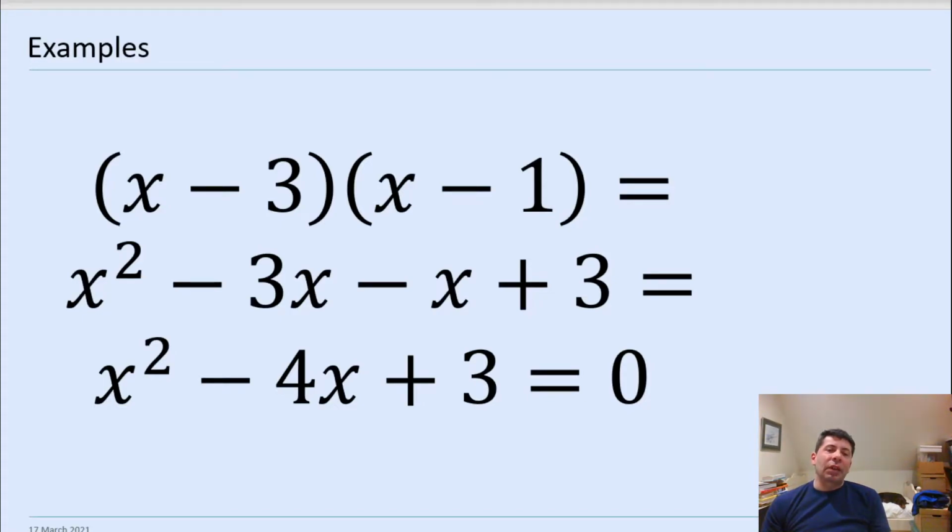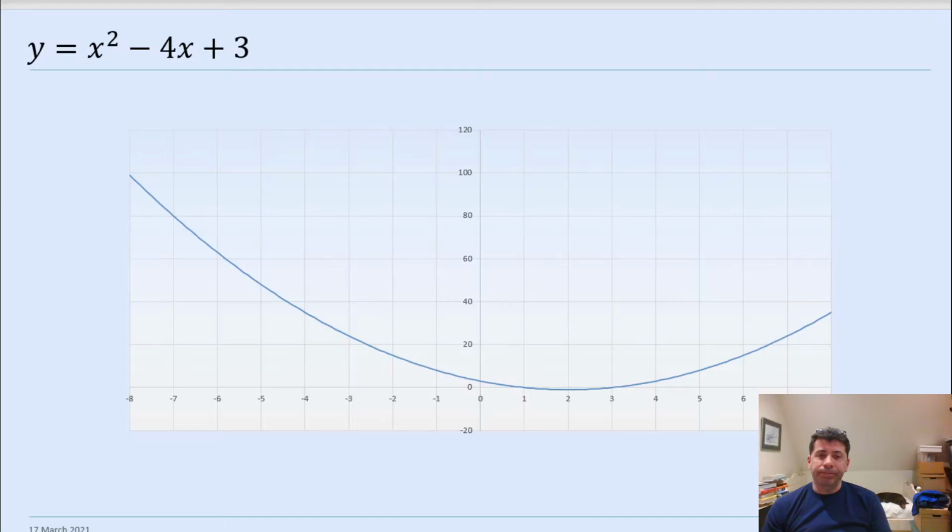Since this came from the last session, and the last session was on factorization, I'll just show you the factorization. Basically, x squared minus 4x plus 3 factorizes as x minus 3 times x minus 1. And so, of course, when that equals 0, either x minus 3 equals 0, in which case x is 3, or x minus 1 equals 0, in which case x is 1.